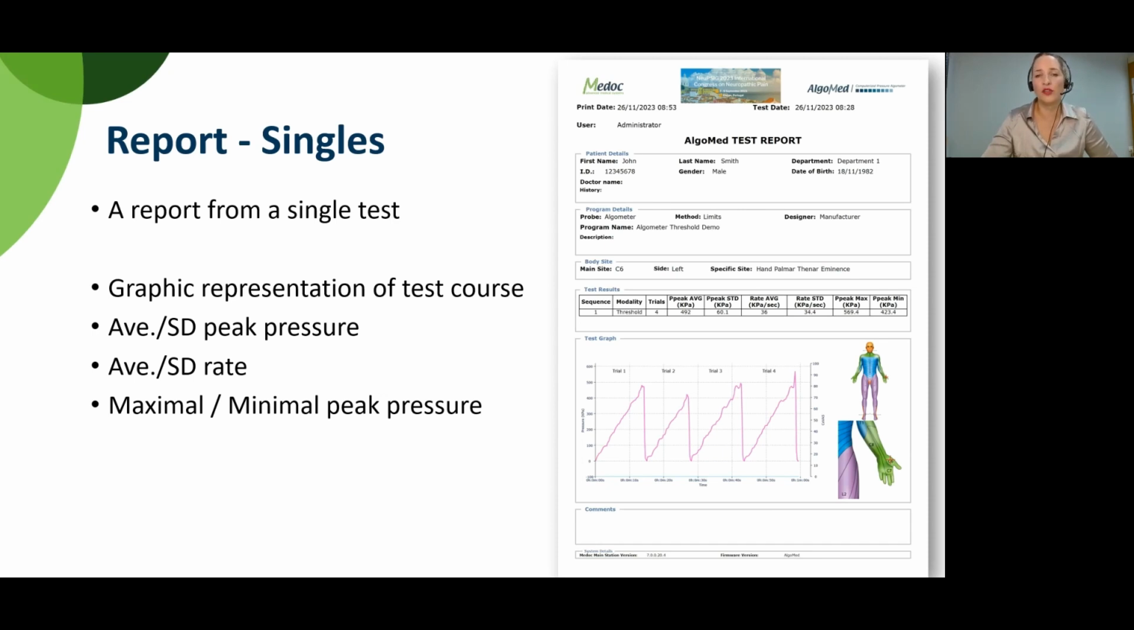representation of the test scores, and you can see that those lines were quite nice and straight. And it will also show the average and the standard deviation of the peak pressure of all the trials together, and the average and the standard deviation of the rate of all the trials together, and the maximal and minimal peak pressure of the 4 trials that we did.